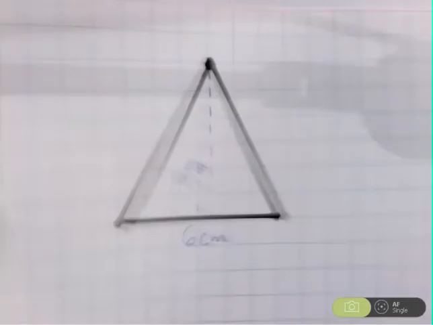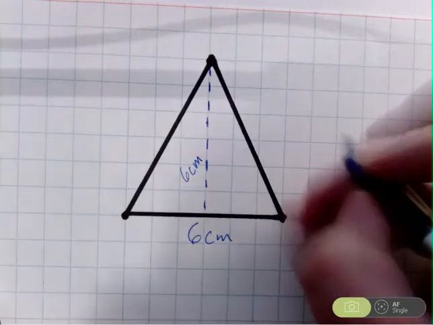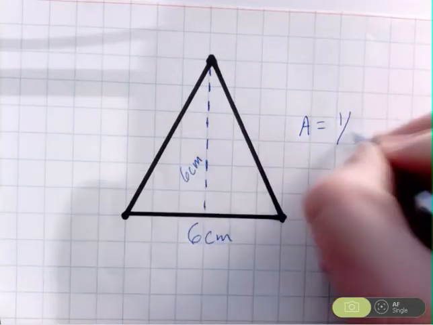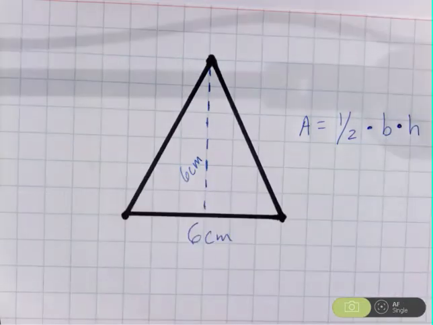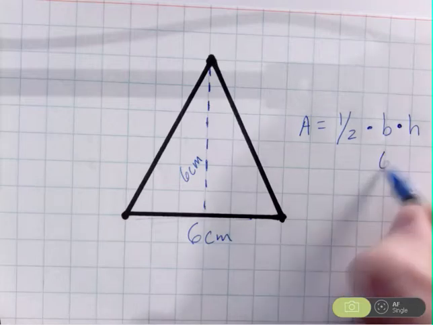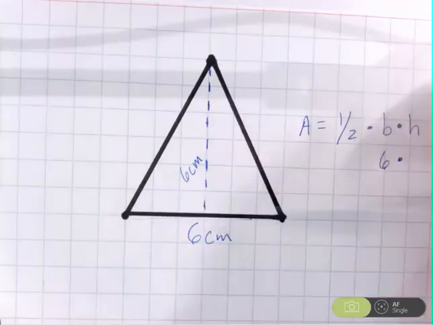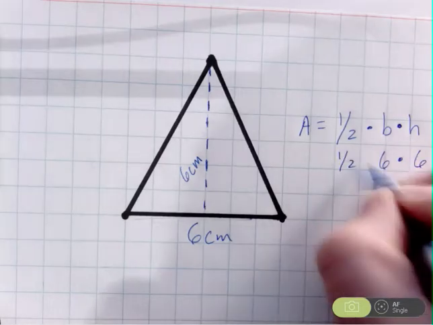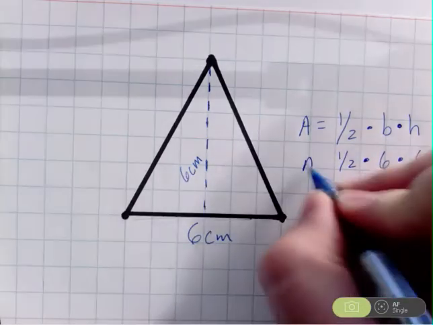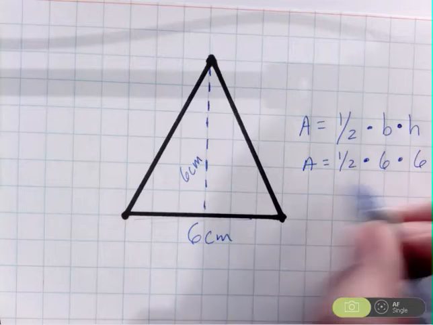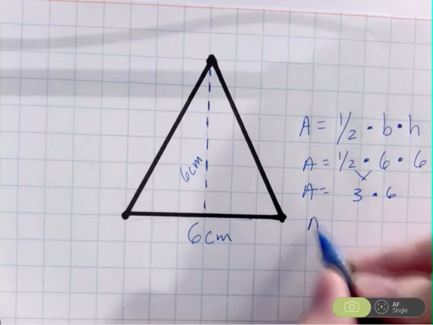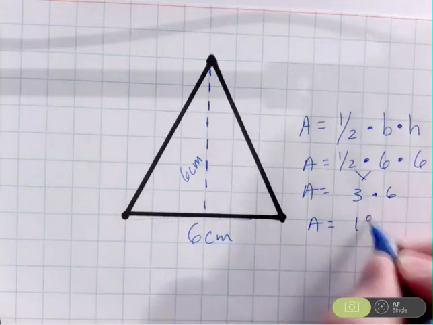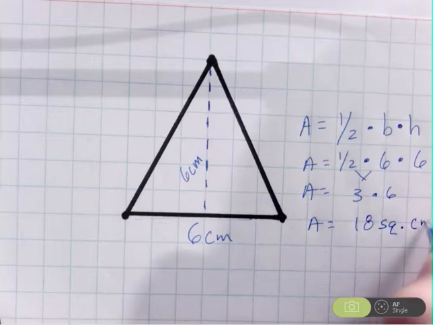Okay, so let's do another example with the triangle. This triangle here, if we do area equals 1/2 times the base times the height. The base of this triangle is right here, 6. The height of the triangle is here, also 6. So 1/2 times 6 times 6 would be half of 6 is 3 times 6. 3 times 6 is 6, 12, 18 square centimeters.